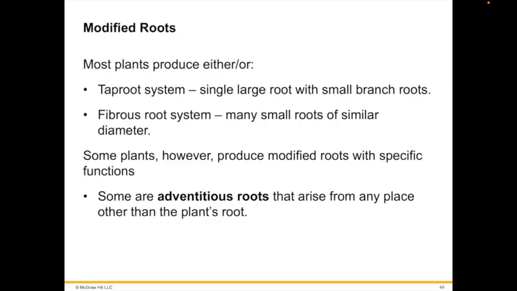Most plants produce either a tap root system, characterized by a single large root with smaller branch roots, or a fibrous root system, composed of many smaller roots of similar diameter. Some plants, however, have intriguing root modifications with specific functions in addition to those of anchorage and absorption. These have sometimes been referred to as roots modified for unusual functions.